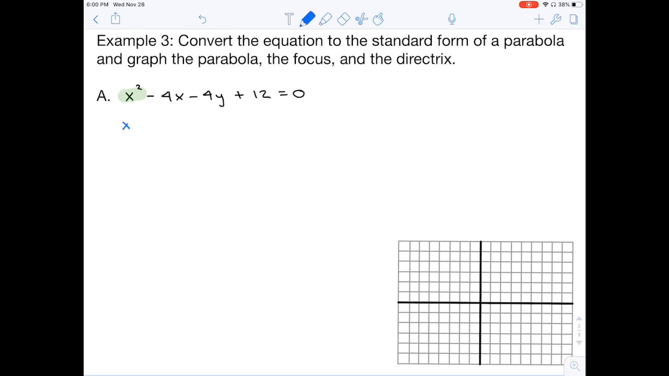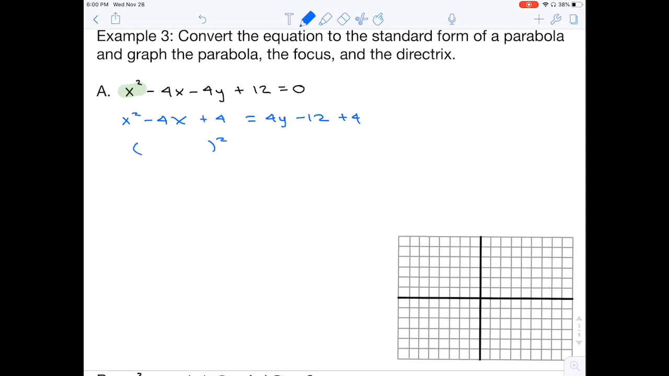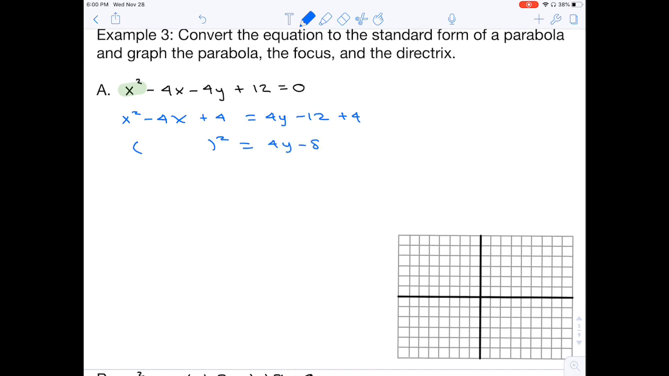So x squared minus 4x equals 4y minus 12. Next, I'm going to complete the square for the x term. I can only complete it for the x term, not the y term. So negative 4 divided by 2 is negative 2, and 2 squared is 4. Adding 4 to both sides, we turn the left-hand side into a binomial squared, which equals 4y minus 8. So we get x minus 2 quantity squared.